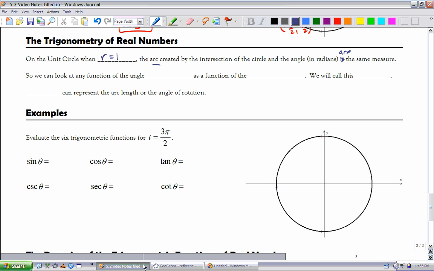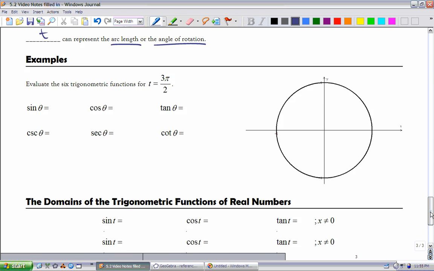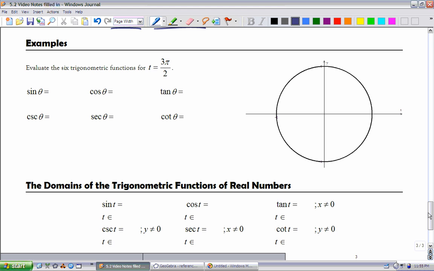So we're going to use that property to look at any function of the angle theta as a function of the arc length. Okay, we'll call this t. Now, t can represent the arc length or the angle of rotation. Alright, this kind of comes back at setting you up for understanding trig functions as a function of the angle or the arc length here.